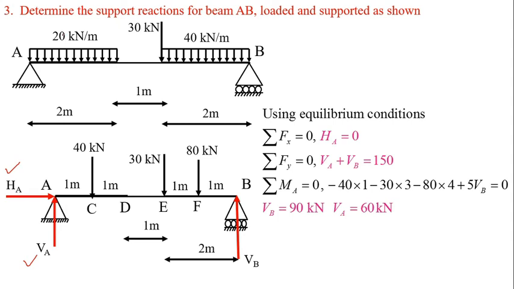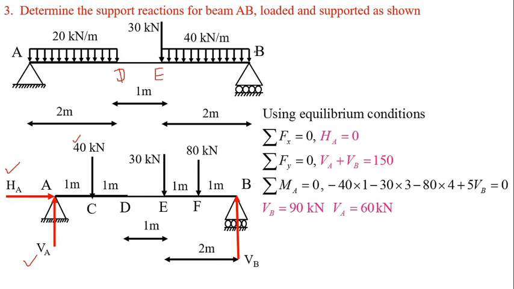Equivalent point load is 20 into 2, 40, acting at the center of length AD. Let us mark this point as D, and indicate this as E. So the equivalent point load 20 into 2 will act at the center of AD. AD is 2 meters, so 1 meter from A or 1 meter from D. The 30 kilonewton load remains as it is, since it is a point load.